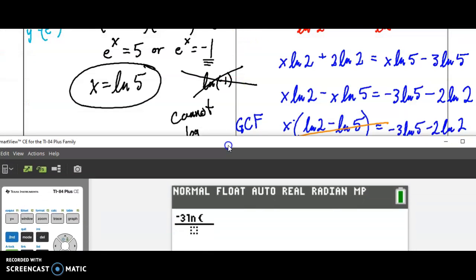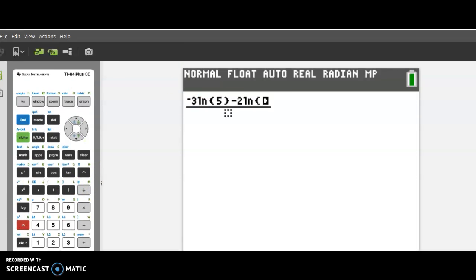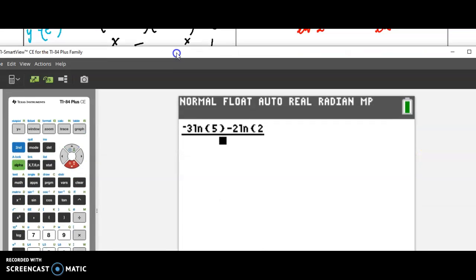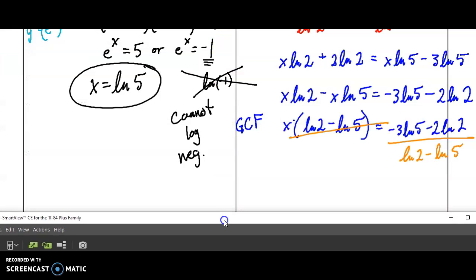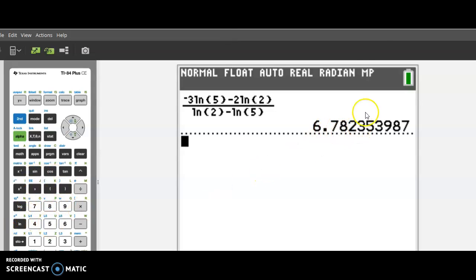Natural log of 5 minus, oops, need to close those parentheses, 2 natural log of 2, over natural log of 2, close that parenthesis, minus natural log of 5. That gives -6.782.